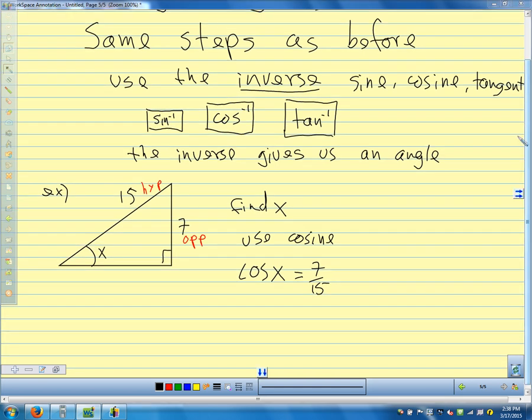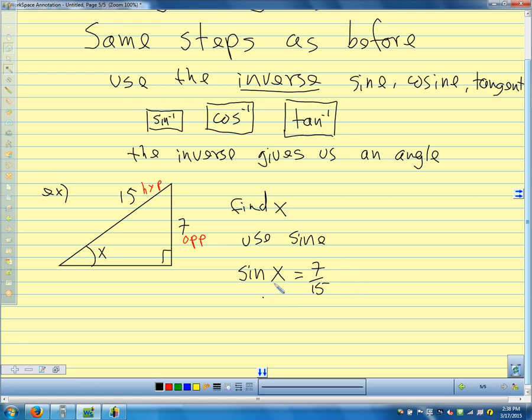Did we mess up? It should be sine. Use sine. I was seeing if you guys were paying attention. Good catch.